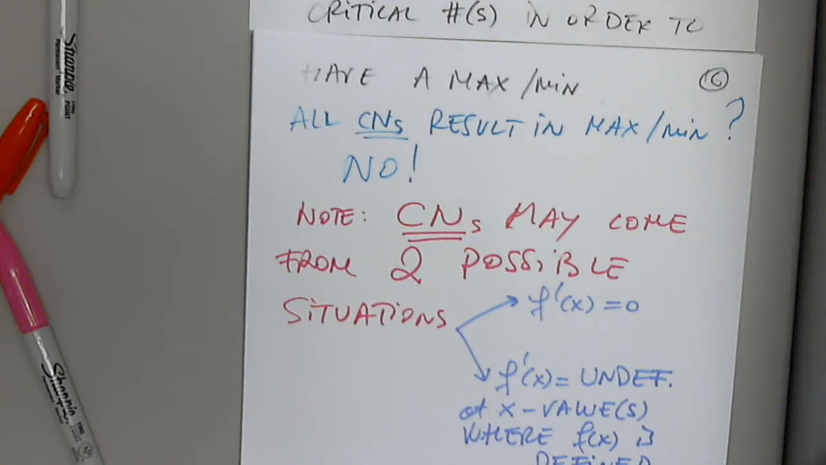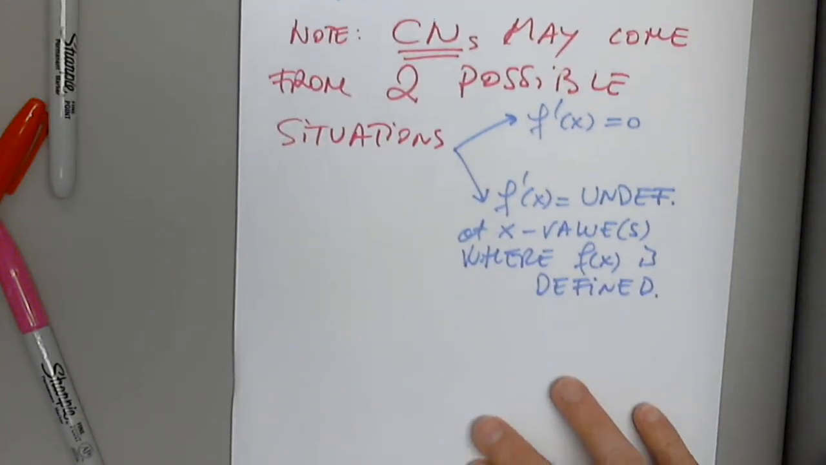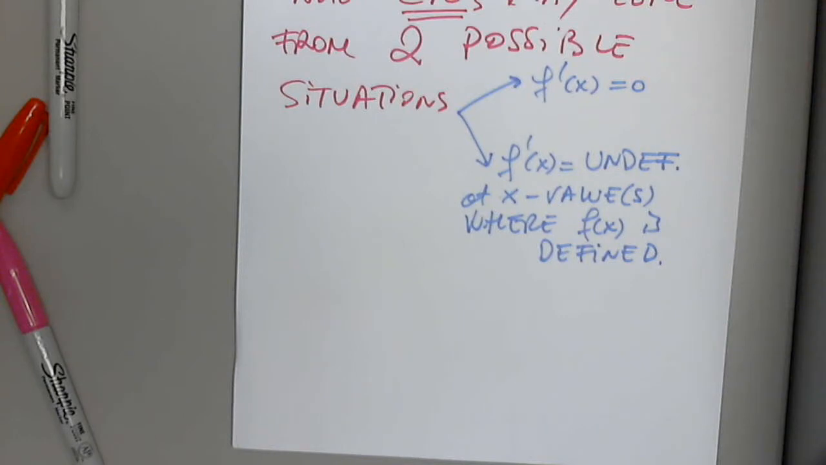Perfect. Will those critical numbers change into max min? No. There is an extra step in which I have to test. Okay, now how do I determine critical numbers? I have to look at two different situations. First situation is I have to find the first derivative and set it equal to 0. Solve the equation.